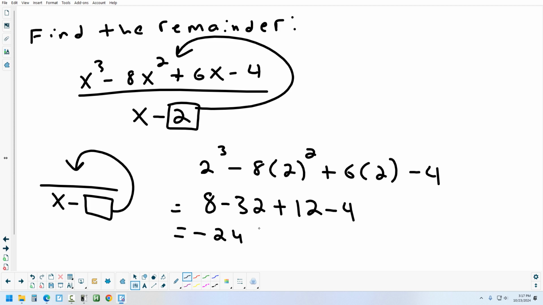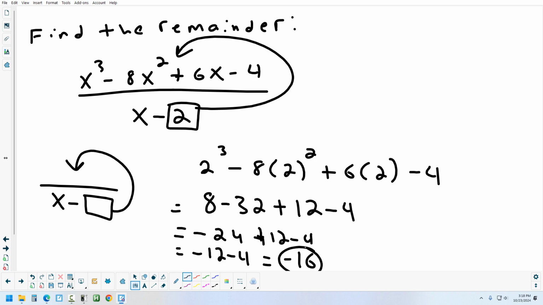And then plus 12 minus 4. What's negative 24 plus 12? That is negative 12. And negative 12 minus 4 is negative 16. So that is the remainder when we divide the top by the bottom. The remainder is negative 16.